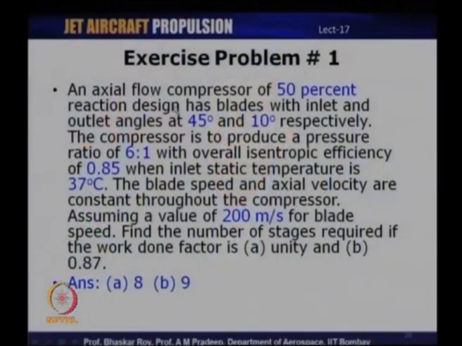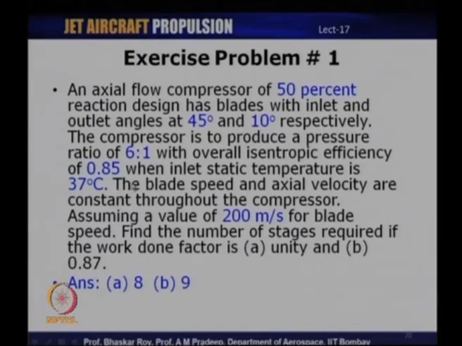So, the first exercise problem for today is an axial compressor with 50% reaction design, which has blades with an inlet and outlet angles of 45 degrees and 10 degrees respectively. The compressor is to produce a pressure ratio of 6:1 with an isentropic efficiency of 0.85 when the inlet static temperature is 37 degrees Celsius. The blade speed and axial velocity are constant throughout the compressor. Assuming a value of 200 meters per second for the blade speed, find the number of stages required if the work done factor is part A, that is unity, and part B, that is 0.87.